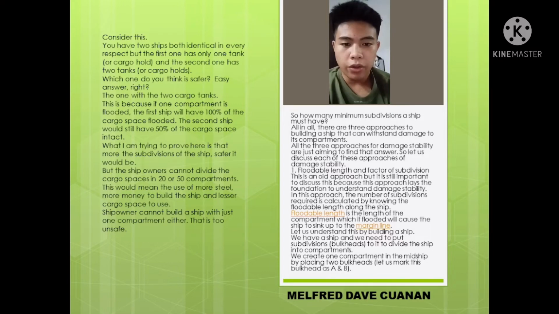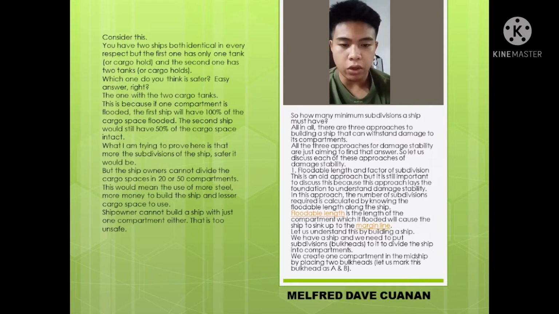All in all, there are three approaches to building a ship that can withstand damage to its compartments. All three approaches for damage stability are just aiming to find the answer. So let us discuss each of these approaches to damage stability. Number 1. Floodable length and factors of subdivision.